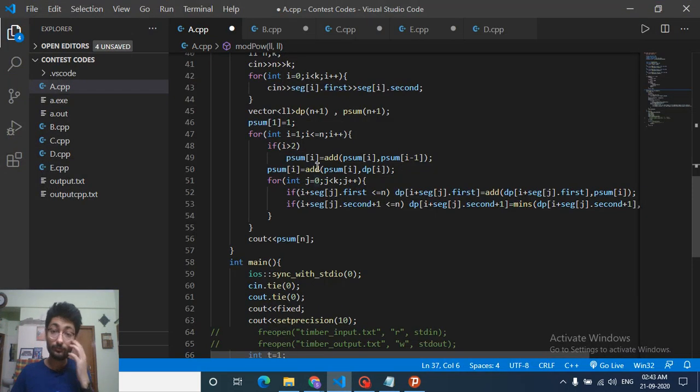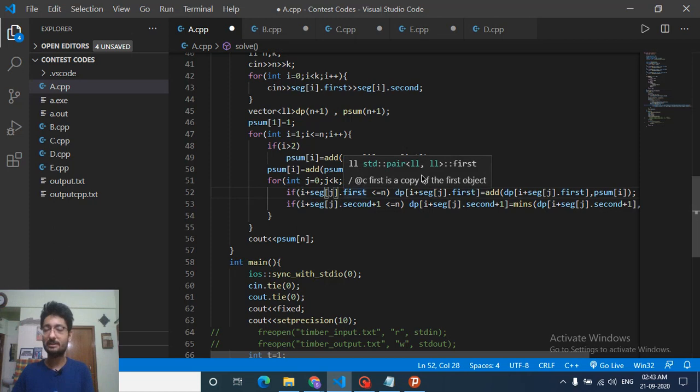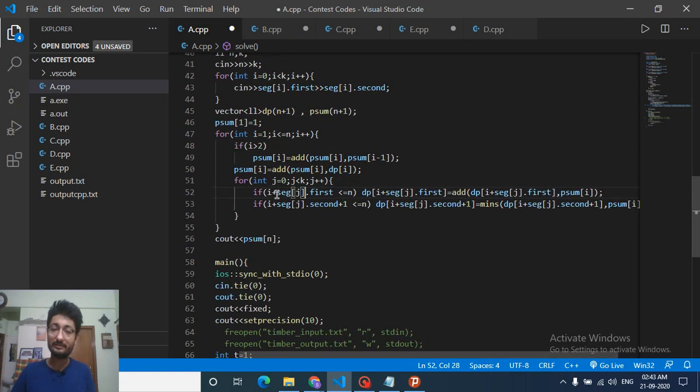Now for every I value I will iterate over all the segments, and what will I do? I will check: if I'm on the ith point, there's a segment of 3 to 4, which means I can jump from 3 to 4. So I can check from the ith point whether I can jump to segment j plus first, which is less than n. Then what will I do? I will update this segment jump in the DP table, which I've told you about.